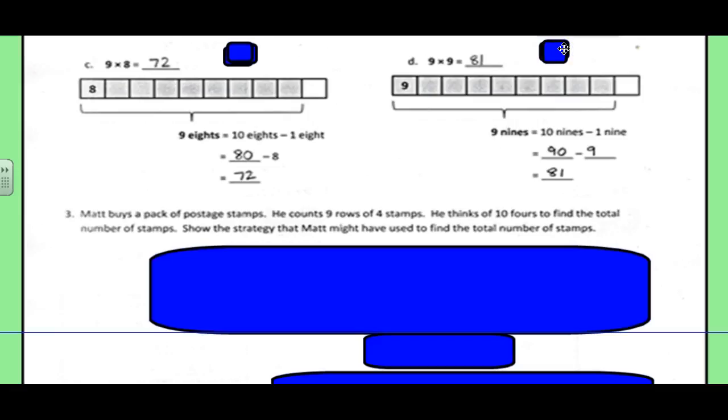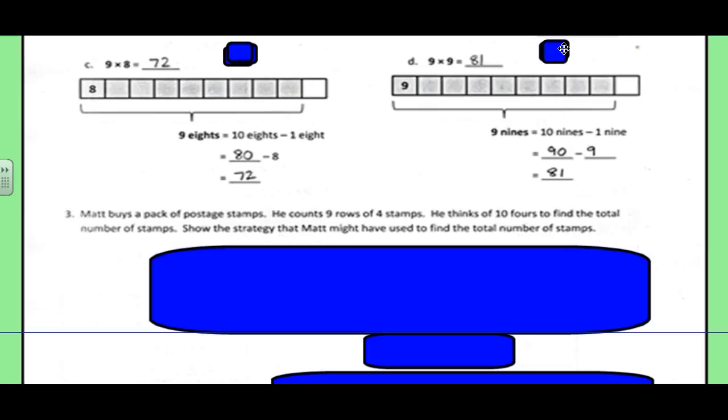Okay, let's look at number 3. Matt buys a pack of postage stamps. He counts 9 rows of 4 stamps. He thinks of 10 fours to find the total number of stamps. Show the strategy that Matt might have used to find the total number of stamps.